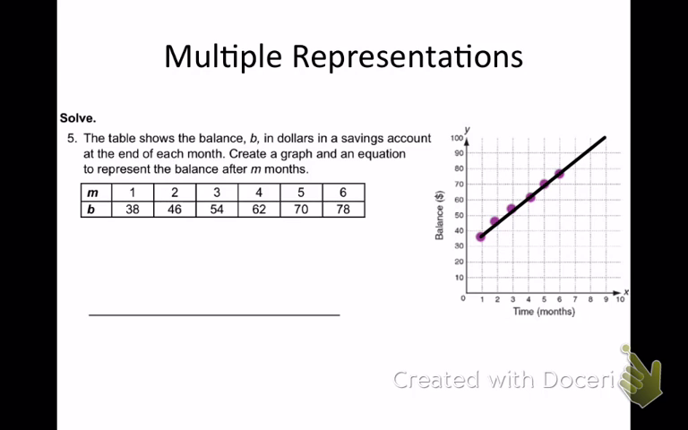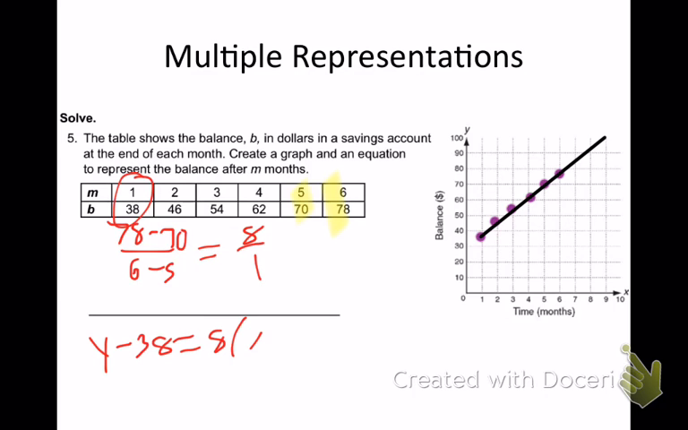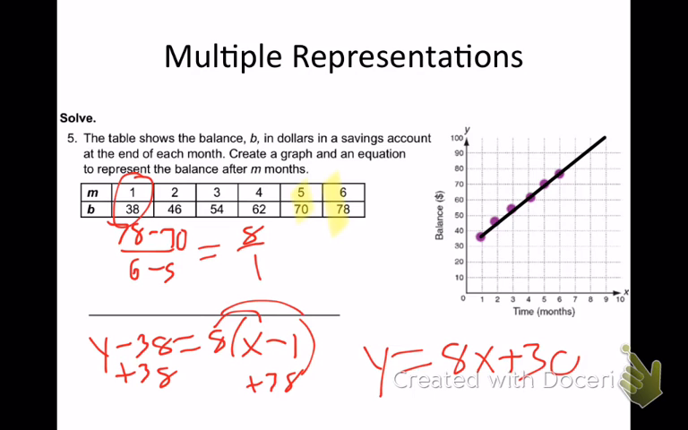Then you have to find the slope. Allie, which coordinates did you pick to find the slope? So you did 78 minus 70 over 6 minus 5, right? Yeah. And you got 8 over 1. And then you had to pick a coordinate to plug it into. Which coordinate did you pick, Allie? First one. So I did y minus 38 equals 8 times x minus 1. And then you distribute and add the 38. And you get what for an equation, Allie? y equals 8x plus 30. Nice job. There's your equation right there.